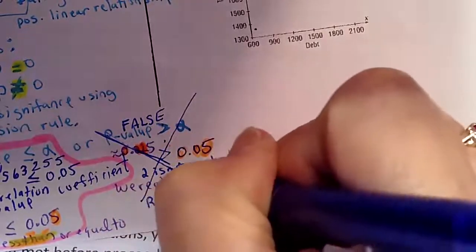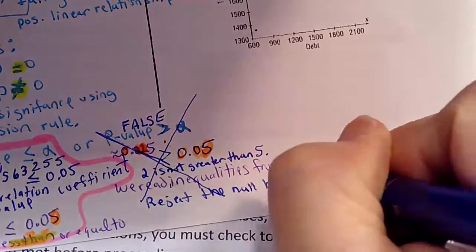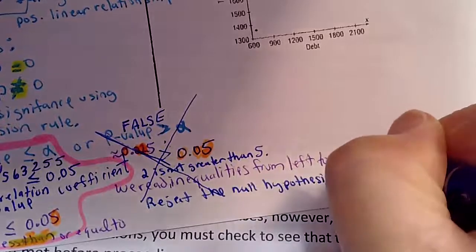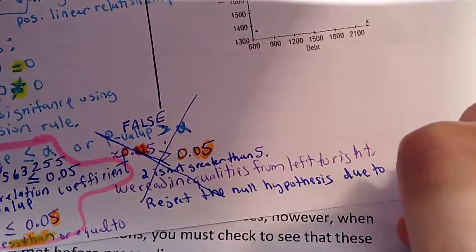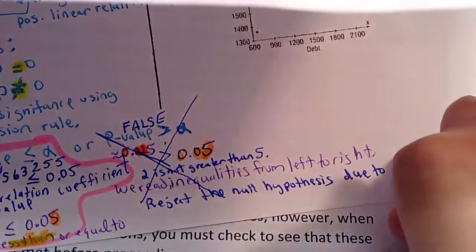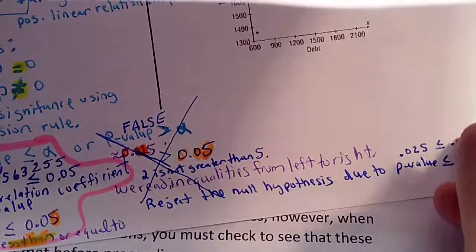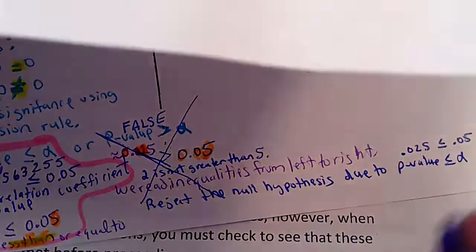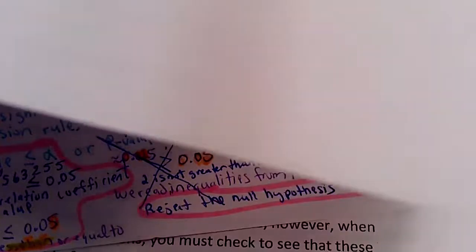Because this is true, you have to say reject the null hypothesis, and the reason why is due to your p-value being less than or equal to the alpha. So you have 0.025 is less than or equal to 0.05. So you have to highlight that in pink. You have to reject.